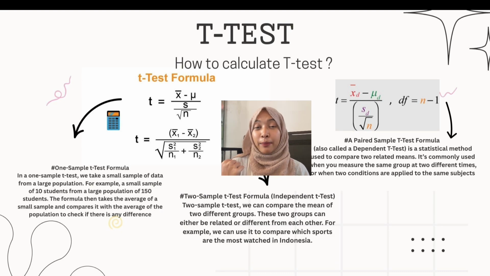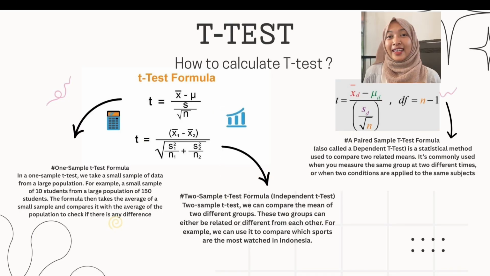Now I'm next to the two-sample t-test formula, or independent t-test formula. In this formula, we can compare the means of two different groups. These two groups can either be related or different from each other. For example, we can use it to compare which sports are the most watched by Indonesian people. And down here is the paired sample t-test formula, usually called the dependent sample t-test. It is a statistical method used to compare two related means. It is commonly used when you want to measure the same group at two different times, or when two conditions are applied to the same subject.